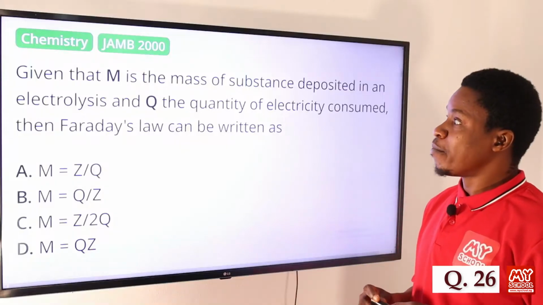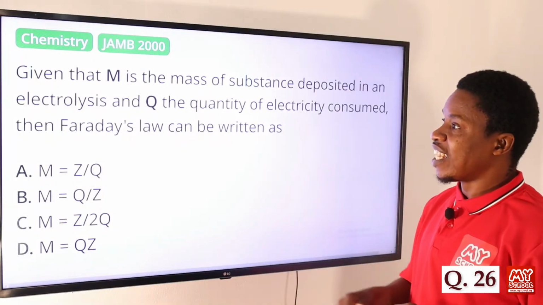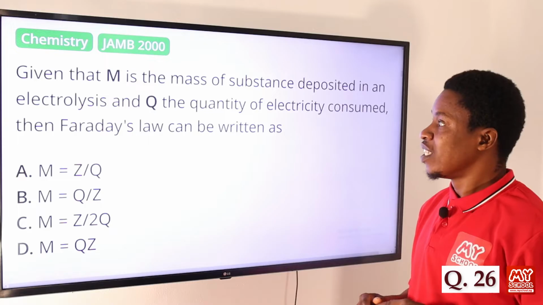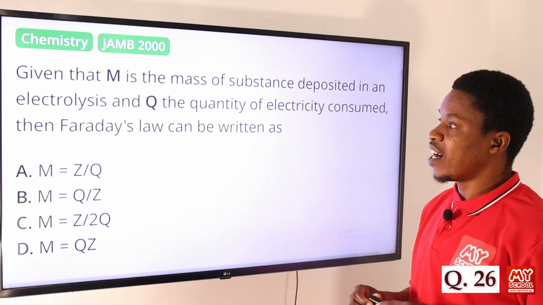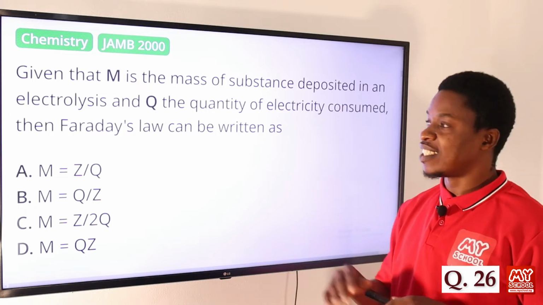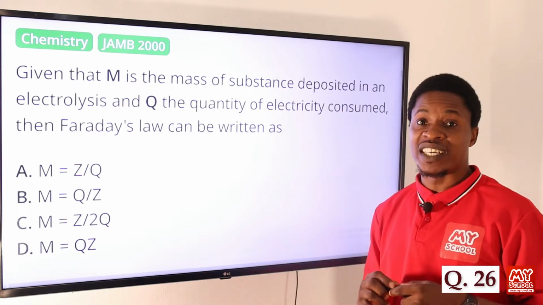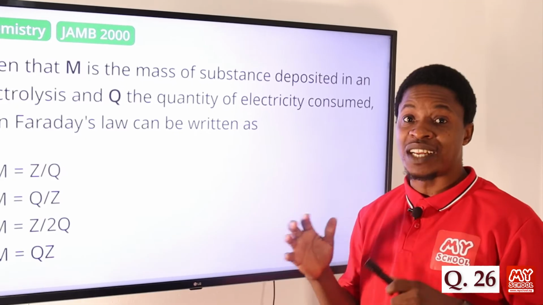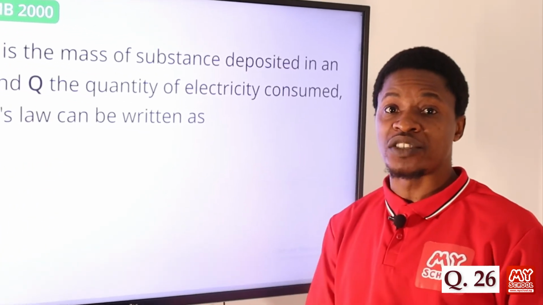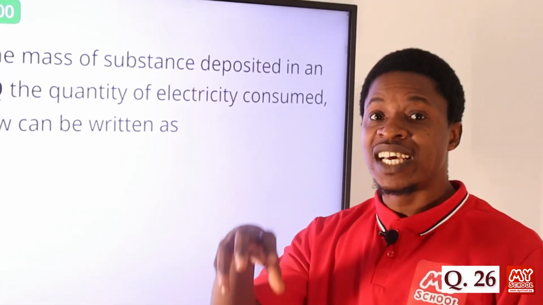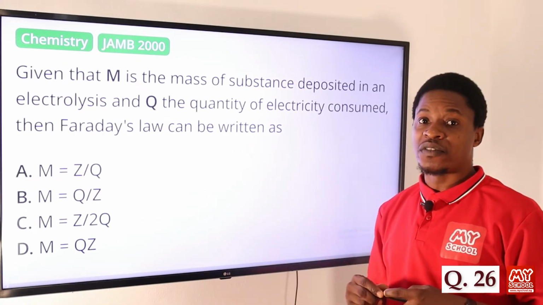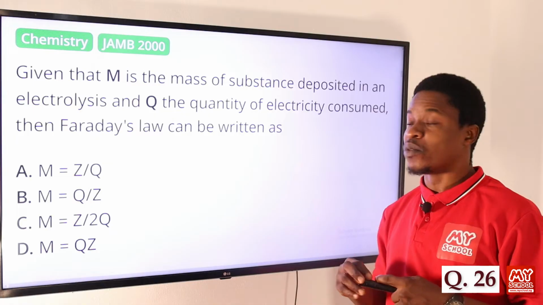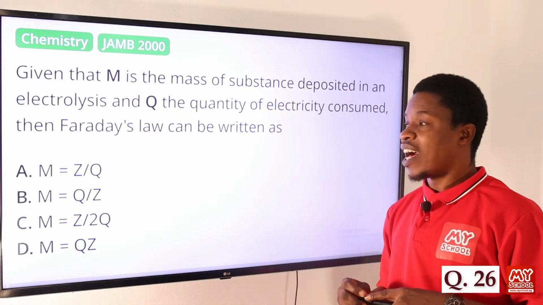Given that M is the mass of substance deposited in an electrolysis and Q the quantity of electricity consumed, then Faraday's law can be written as, this is just simply talking about Faraday's first law of electrolysis that looks at the relationship between the mass of a substance that is deposited at the electrode and the quantity of electricity that is passing through at that particular time.